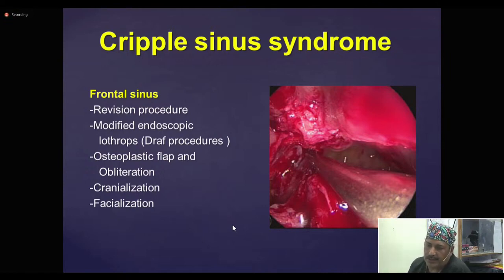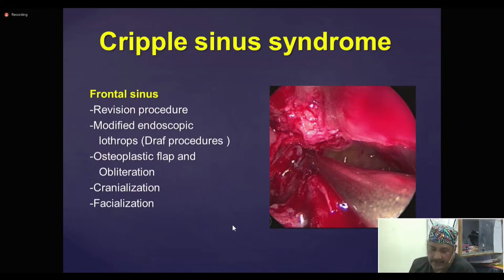There is no question of problem in the future. So that is required when your multiple procedures fail and the posterior wall is deficient. That is cranialization. The frontal sinus becomes a part of the cranial cavity. You remove the posterior wall and allow it to expand to the anterior wall.